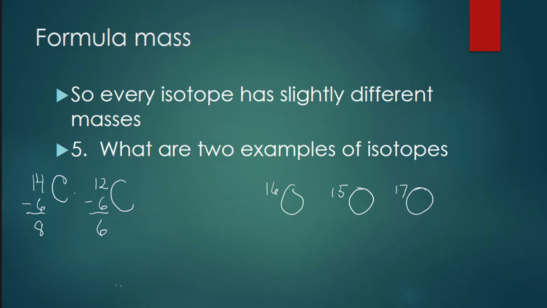8 neutrons, 6 neutrons. What about oxygen? What is the atomic number for oxygen? Malachi. 8. 16 minus 8, 8 neutrons. 15 minus 8, and 17 minus 8. So, as you can see, these different types of oxygen differ in the number of neutrons. And that makes them what?